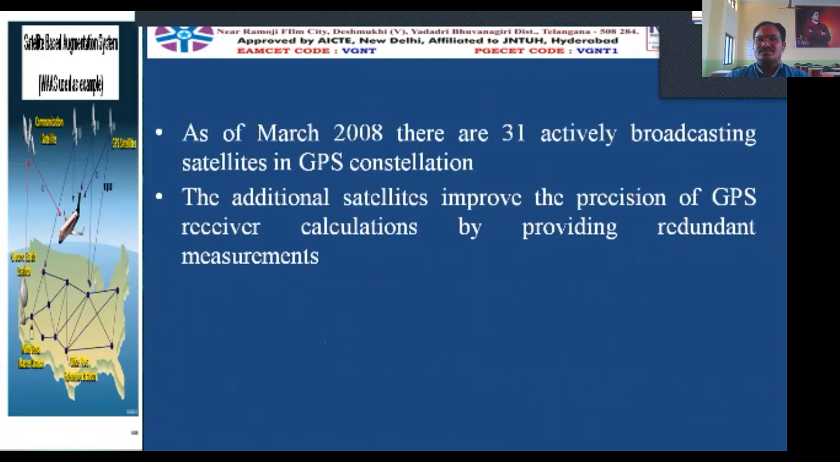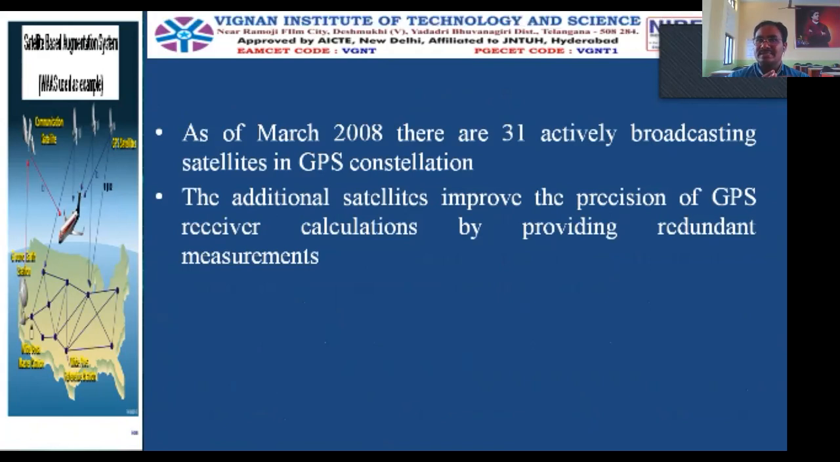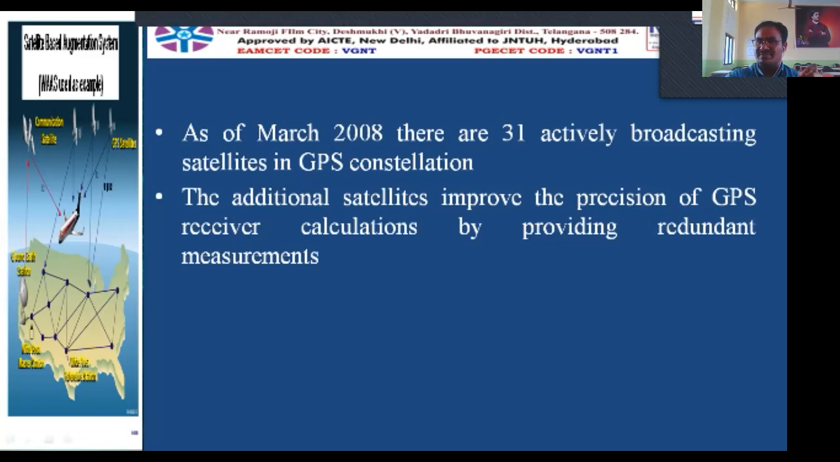And till now, as per this subject textbook, as of March 2008, there are 31 actively broadcasting satellites in the GPS constellation. Actually 24 are required and present are 31. That means 7 satellites are extra. Why are these 7 satellites extra? Because to replace any failed satellite. The additional satellites improve the precision of the GPS receiver calculations by providing redundant measurements.